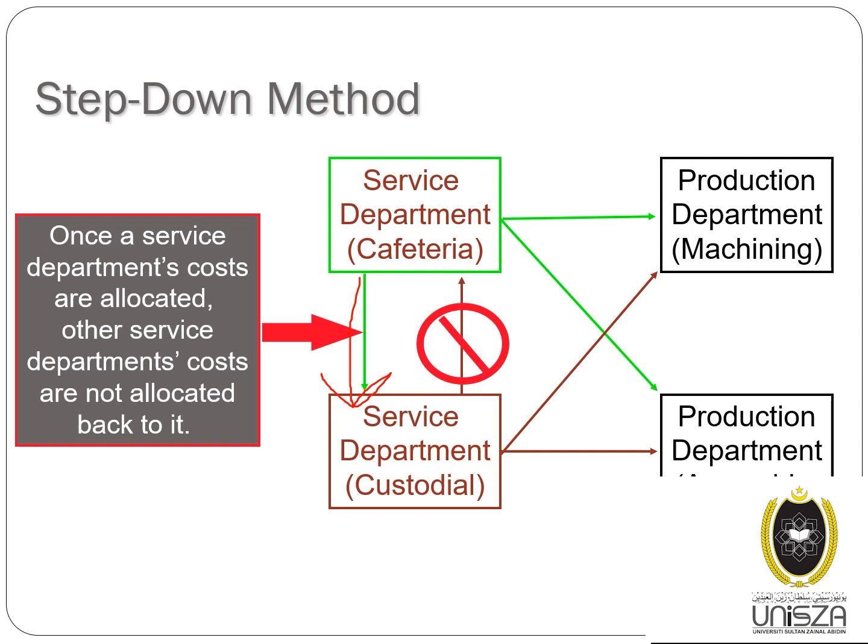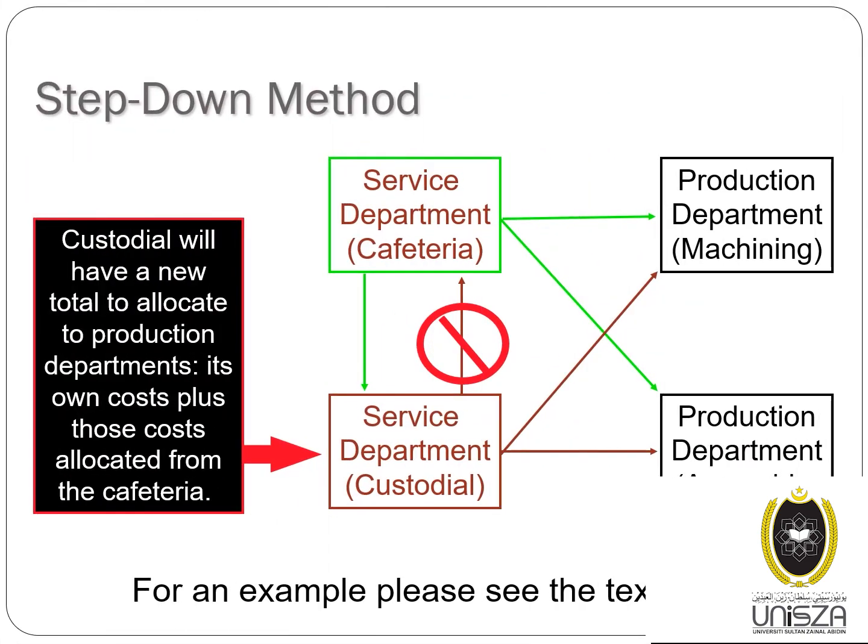Note that the ultimate cost allocation assigned to the assembly, the main department here, and the machinery department will differ depending on the sequence chosen. So once the cost of the cafeteria is allocated, the custodial department then assigns its cost to the production departments.